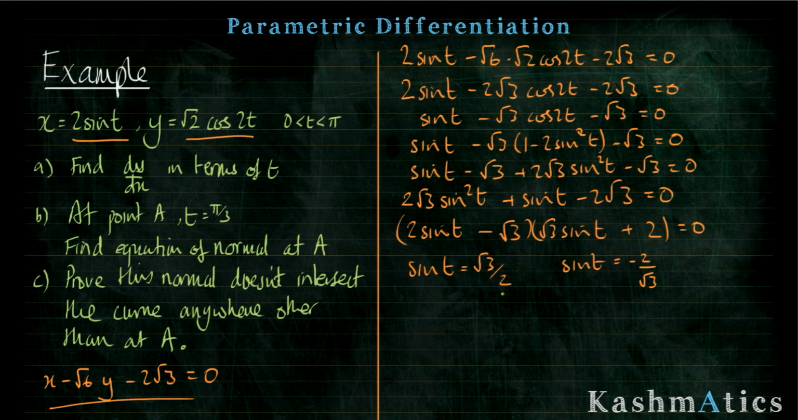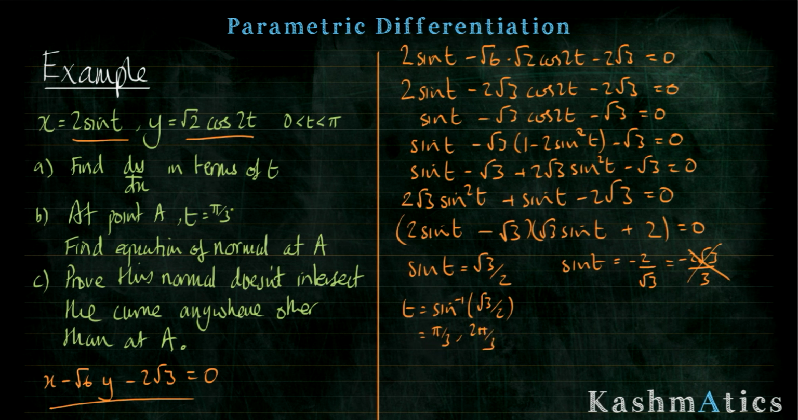Now we know sine t can't be bigger than 1 or less than minus 1. Now root 3 over 2 is within that constraint, but this one here, if I think about it, this will be minus 2 root 3 over 3. Okay, and if I was to work that out, that would actually be less than minus 1. So that option is not valid. So from here, I get t is equal to the inverse sine of root 3 over 2, which is pi over 3, or 2 pi over 3.